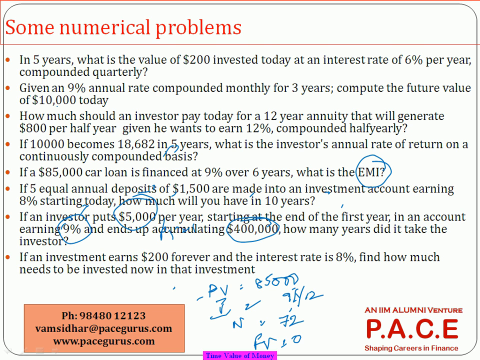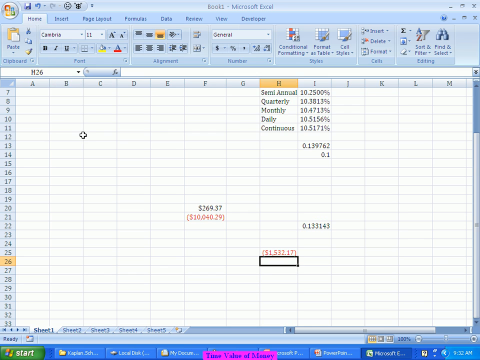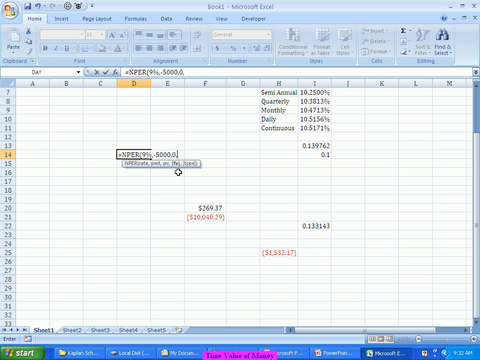4 values are there with you. Compute N. In how many years does this 5,000 per year that you are depositing get accumulated to 400,000, 4 lakhs? So when I am going with 9% per year and 5,000 is being deposited every year, nothing is deposited as a lump sum, and let's say it becomes 400,000 after how many years? So this works out to 24.4 years.